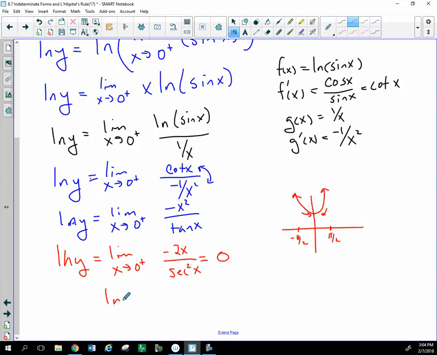So now I'm left with ln of y equaling 0, and like the previous case, if we go base e on both sides, basically y is going to equal 1, and that's what we were looking for as our limit in this case. So this concludes L'Hopital's rule. We will do more practice on this very, very soon.